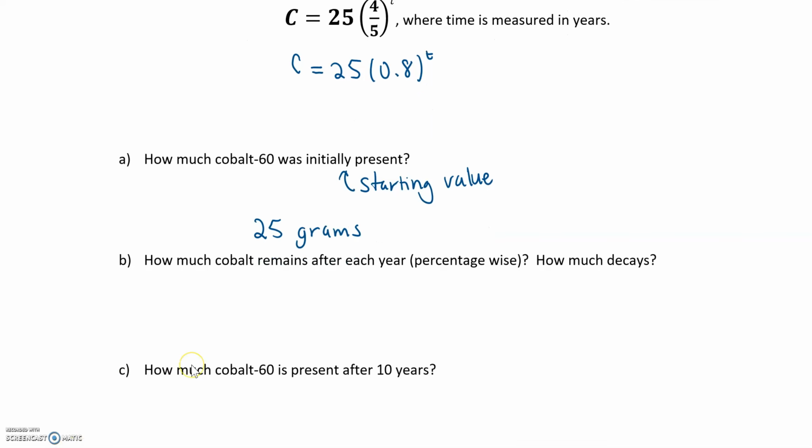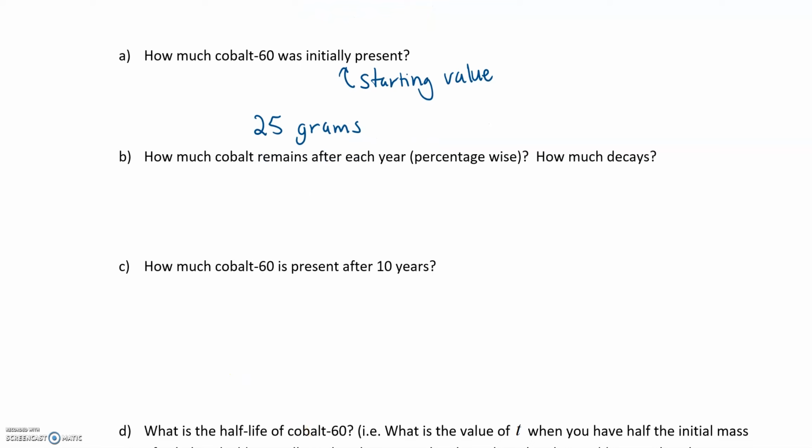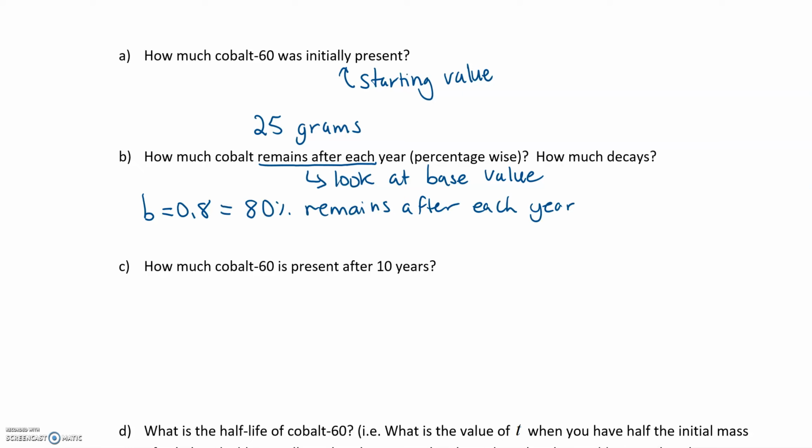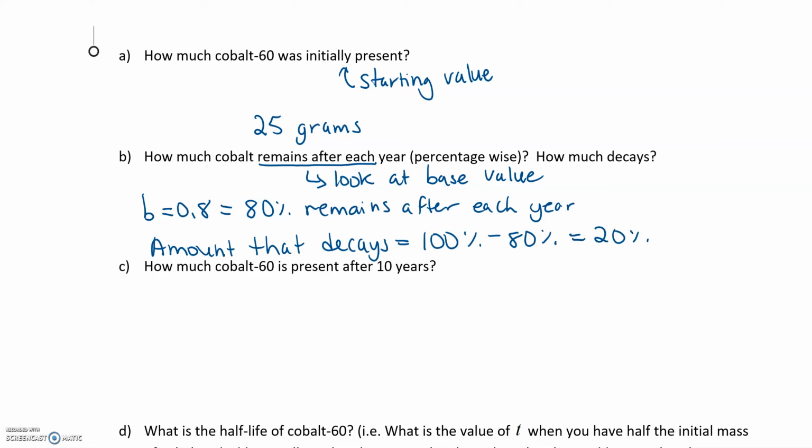In Part B, it says how much cobalt remains after each year, percentage-wise. How much decays? In order to determine how much remains after each year, we look at our base value. We know that the base B is equal to 0.8. Therefore, 80% of cobalt remains after each year. To determine the amount of decay, we look at the total amount, 100%, and subtract the amount that remains. We find that 20% decays each year.